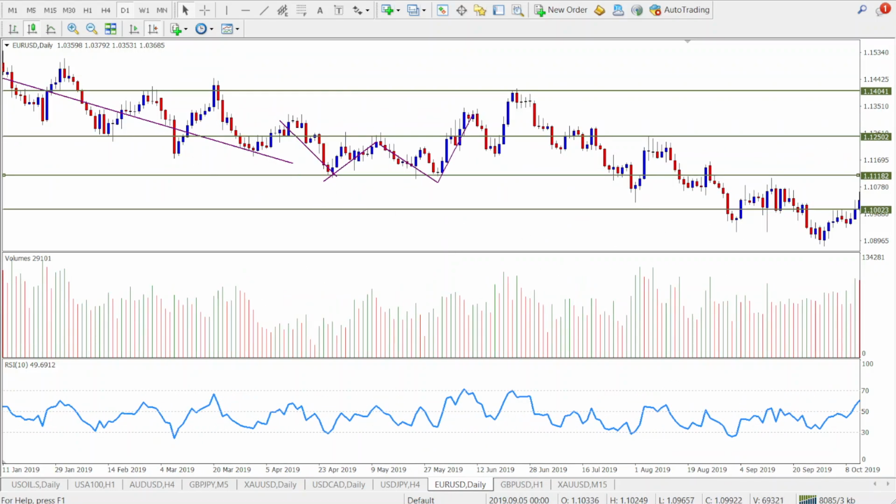Okay, and that is how you trade double tops and bottoms. These reversal patterns are simple but highly effective when used correctly.